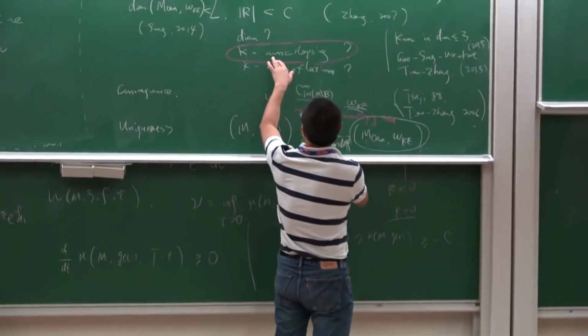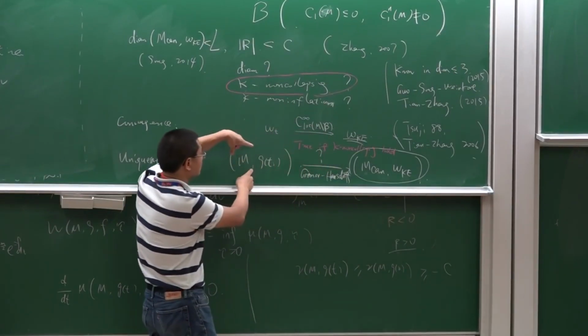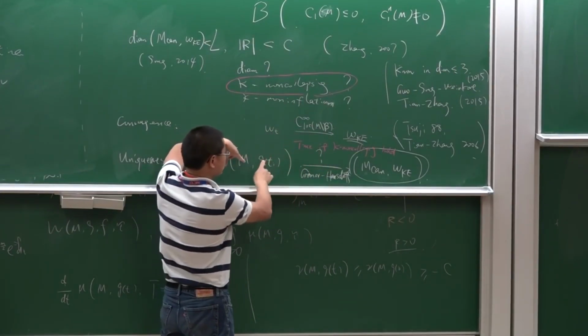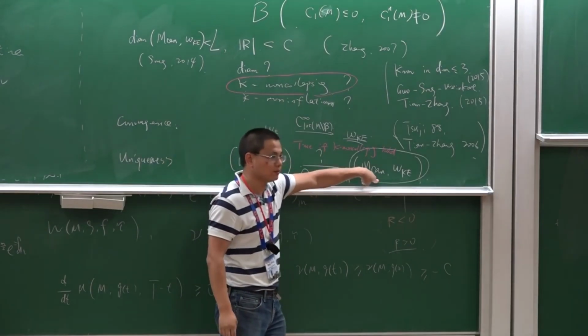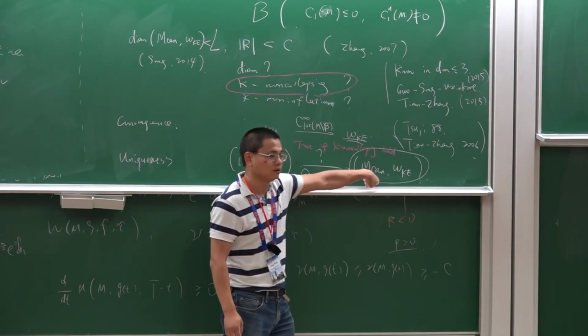With kappa non-collapsing, you know that you can construct an identity map from M to B. This identity map will be the Gromov-Hausdorff approximation.